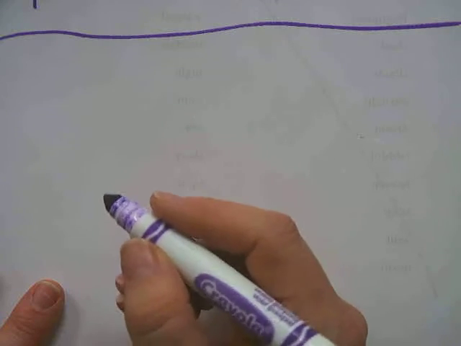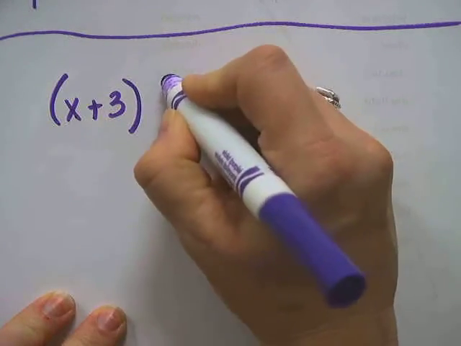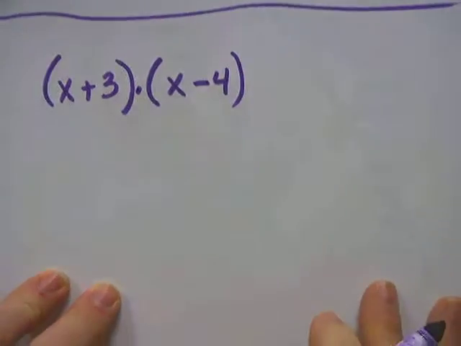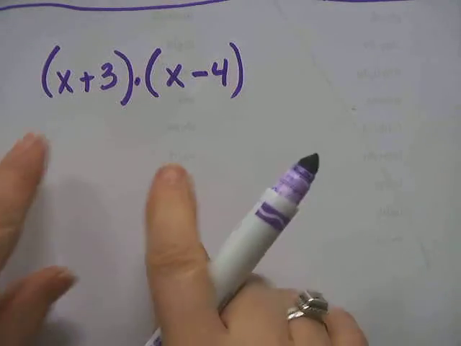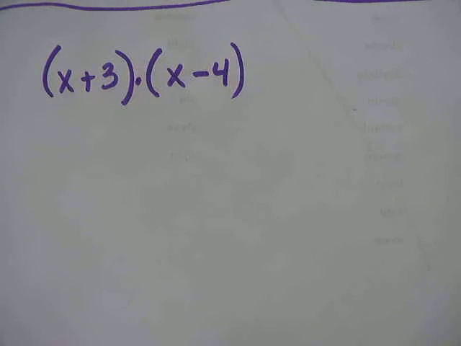Okay, that brings us to one of the most important lessons of Algebra 1, and that is how do you multiply two expressions when you have two binomials. So we're going to start pretty easy, and it looks like this. So we've got a binomial times another binomial.